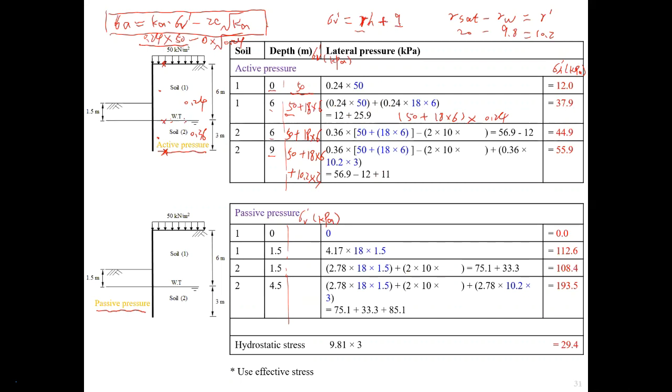The next one: we take one critical point just below this water table, but it belongs to soil two, not soil one. Again, the vertical stress is roughly the same as this value. But because it belongs to soil layer two, the coefficient Ka we need to use is 0.36. Also for soil two, the C is not zero, so now we need to consider the second term, minus 2C times the square root of Ka. Ka will be the square root of 0.36, because that's the second soil. If you do the calculation, you'll get sigma H prime.